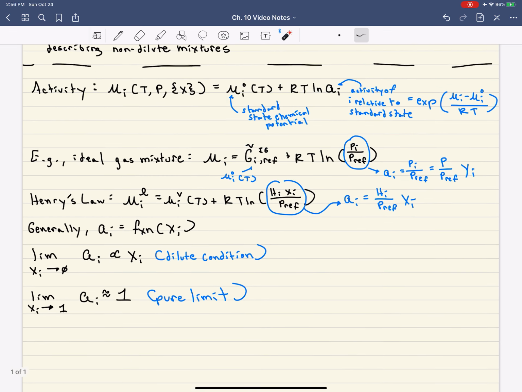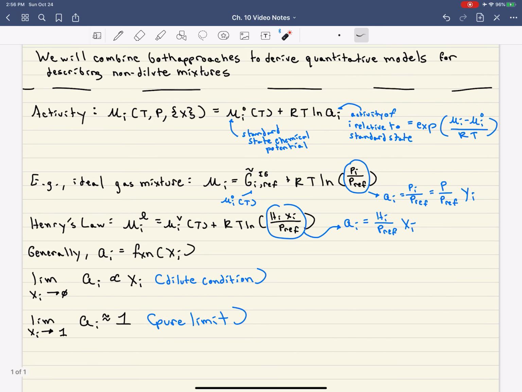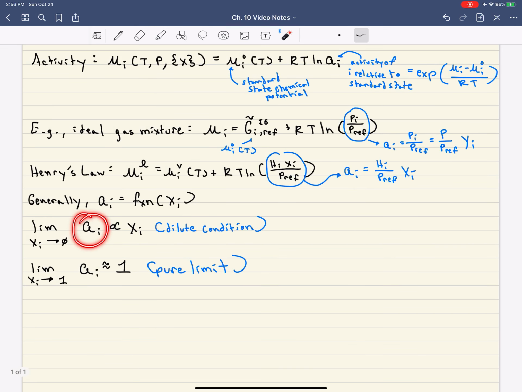Okay? All right, and so the activity approach basically just recasts the chemical potential equations we were using before in terms of activity. And this activity is directly related to the mole fraction.